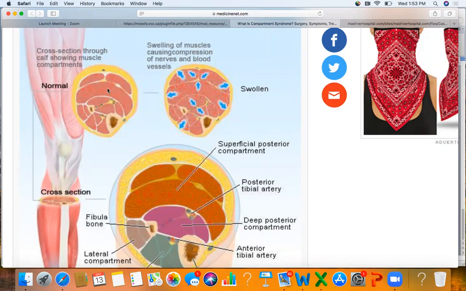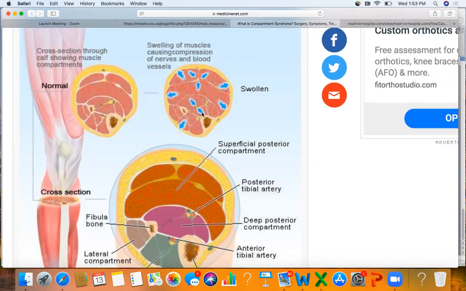Here's normal muscle compartments. Here's swelling within those compartments or bleeding within those compartments. So there's compartment syndrome from the inside, and again from the outside. The second way would be a cast that's over top of a limb, that the limb itself is swelling up and pressing against the cast.